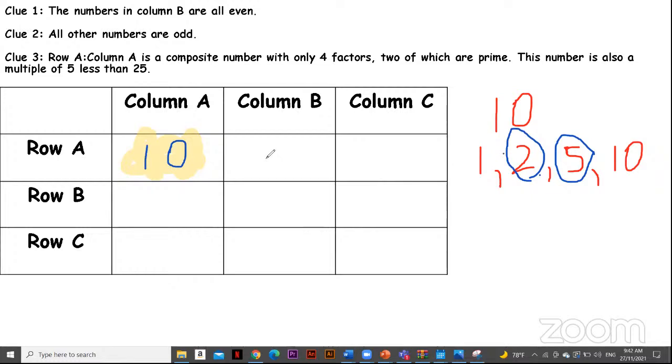All right. Thank you, Alvarine. You said 11, but remember now, this won't work, right? Because the first rule said that the numbers in column B are all even. So 11 can't work. Whatever we get in column B then has to be an odd number, because clue 2 said all the other numbers which are apart from column B are odd numbers. So this one won't work either.